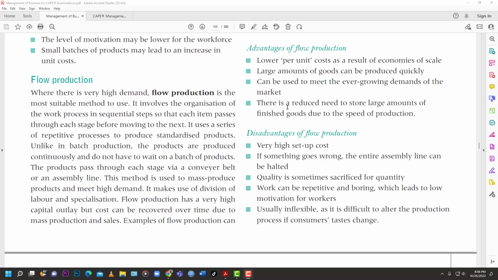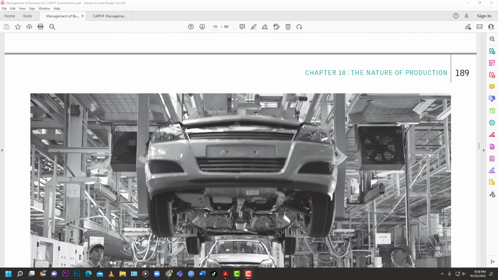So you're going to have a lag between when you can actually change to the new taste from the old one, and that might cost you some money and time. And so that is flow production right there.